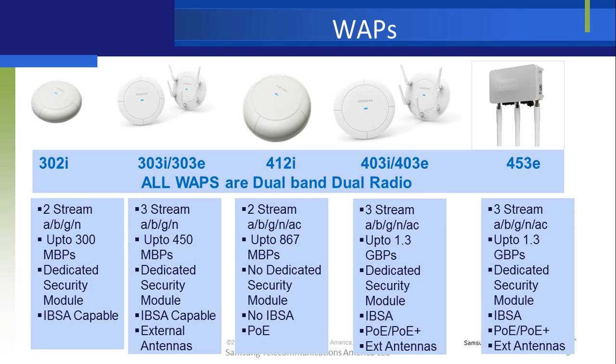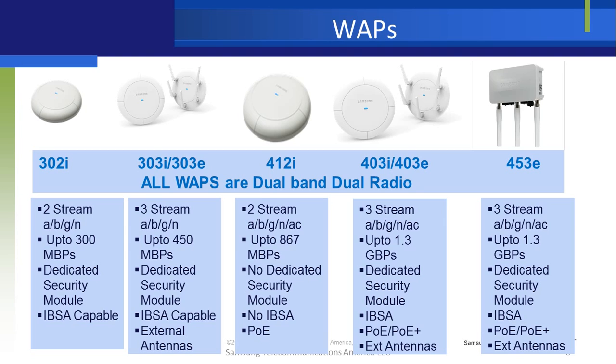The next in the lineup is the 453E, which is a true outdoor access point. This is IP67 certified, tested for hardcore weather. It has three-stream ABG and AC, and can go up to gigabit. It has a dedicated security module, and it supports IBSA, PoE, and PoE plus. It has external antennas right on the access point, and again, we have worked with partners to get the external antennas for this.